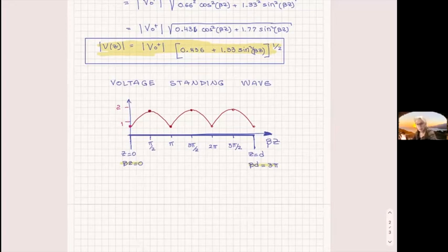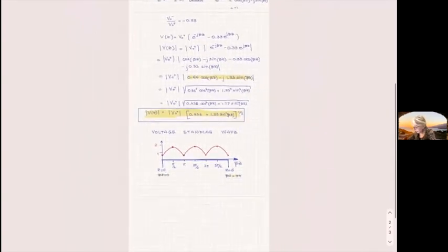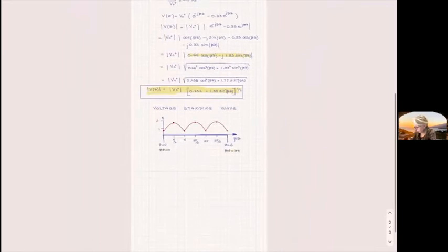And so this is very important. It's called the voltage standing wave. It is like the total voltage looks like this. The question is, how will the current look like? Okay, that is an important thing. So let's now look at the current. So this is part A. And now I'm going to part B.